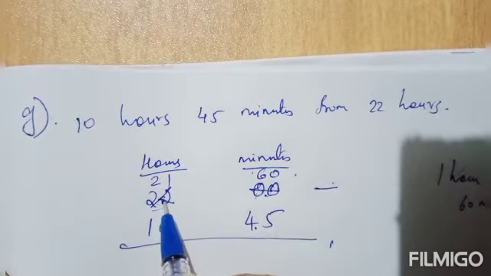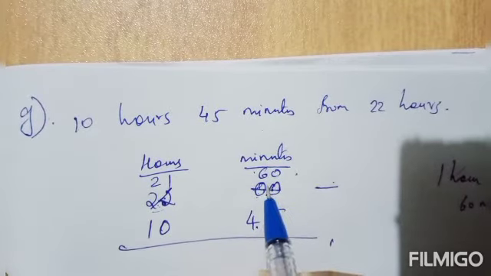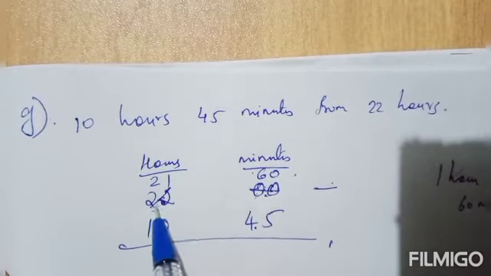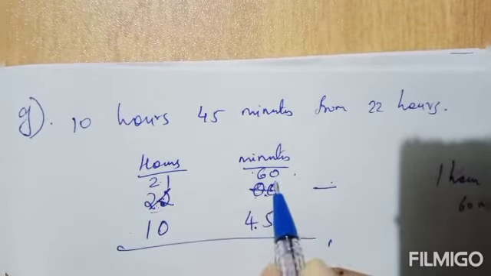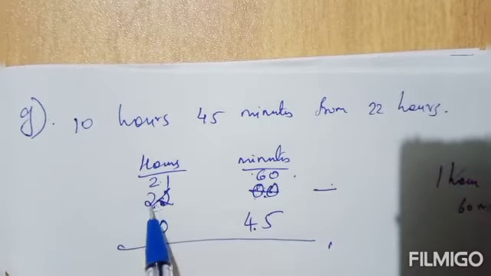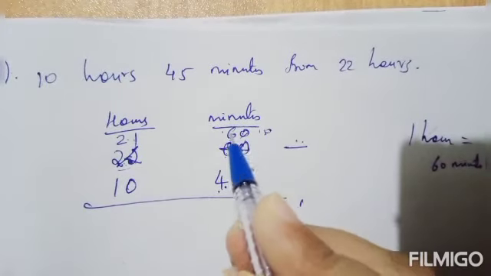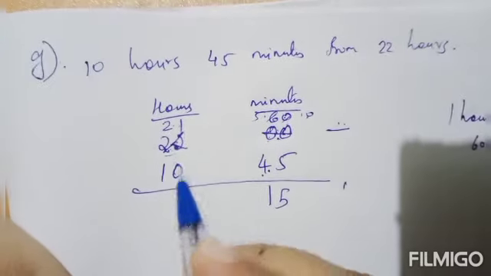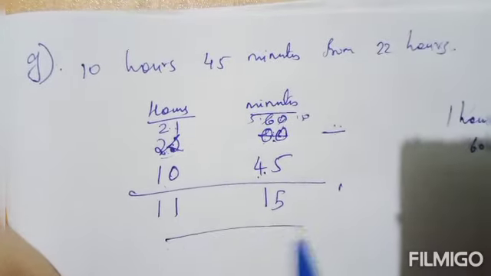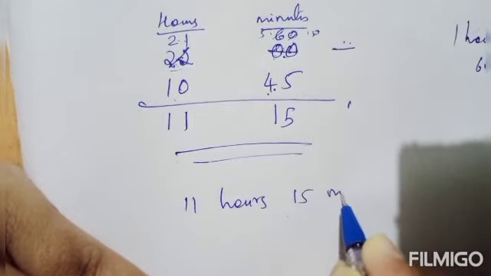From 22 we take 1 hour. When we say 1 hour, in minutes it is 60 minutes. Okay, that 60 minutes we add here and subtract 1 hour from here. So here it will be 60. Here 22 will become 21. Okay, now you can subtract 60 minus 45. What will you get here? It will be 10. Here 5. So you will get 15 here. Now 21 minus 10, it is 11. So the answer is 11 hours and 15 minutes.